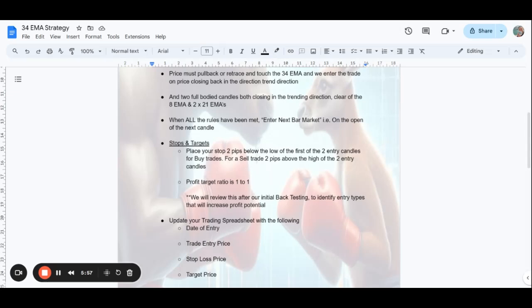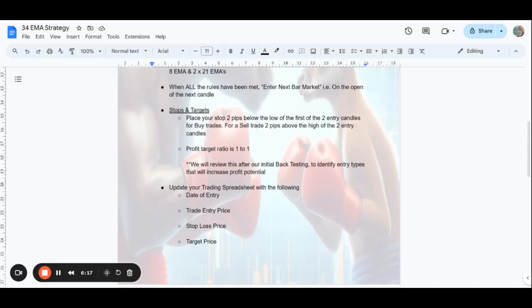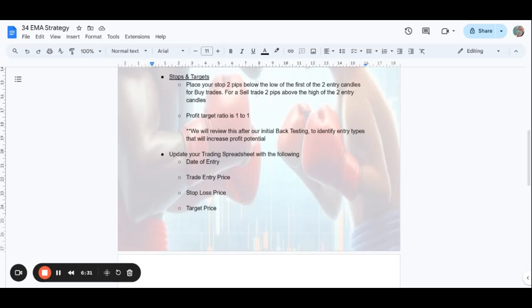Just another point here. We will review this after our initial backtesting, to identify entry types that will increase profit potential. So what we're going to be doing here is reviewing where potentially we can look at maybe a profit ratio of 1 to 1.5, or even 1 to 2, or even possibly 1 to 3 in some really extreme cases. But we'll come back onto that at a more appropriate time.